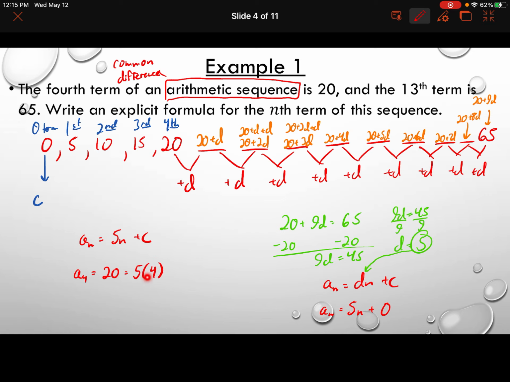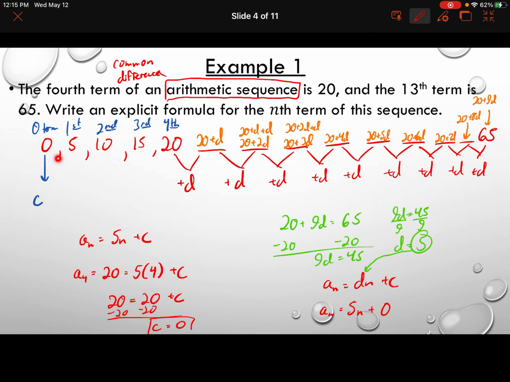Because remember, that's the n value, so that means the 4 would go in for n plus c. So now you would have another equation you could easily solve. You would have 20 is equal to 20 plus c. If we subtract 20 from both sides, that means c would have to be 0, which is what we got, right? So that's another way you could find c.